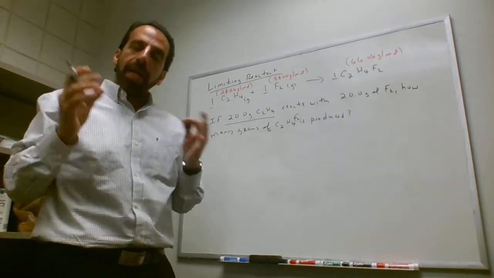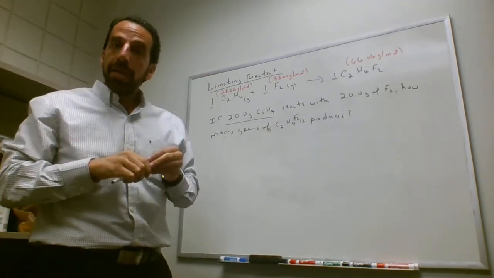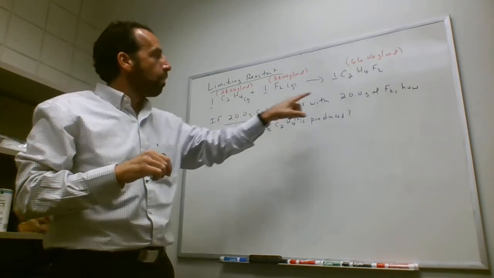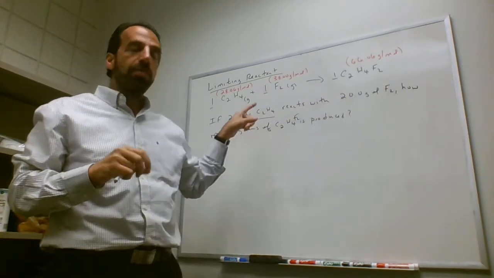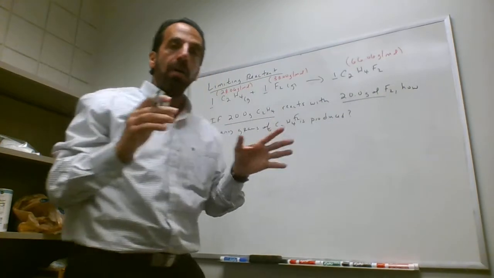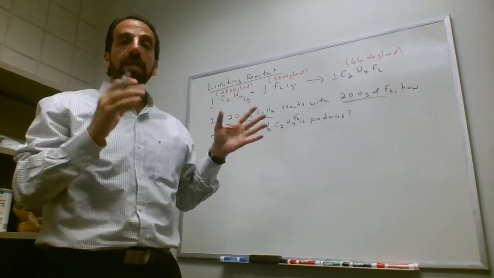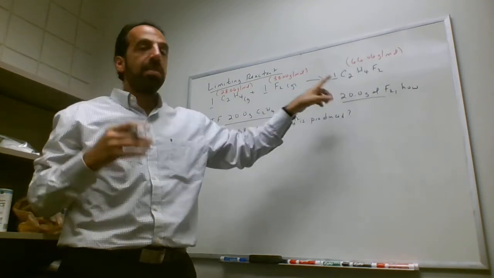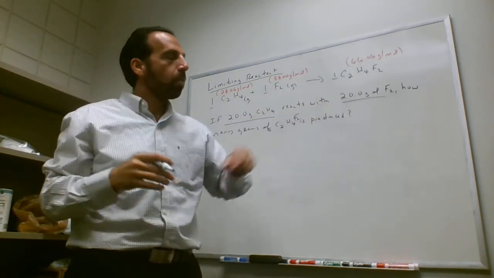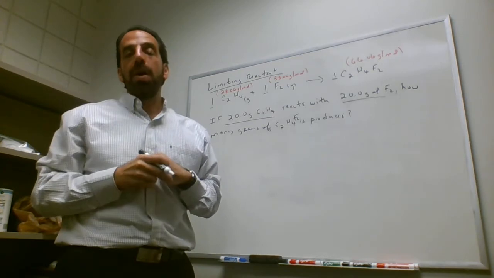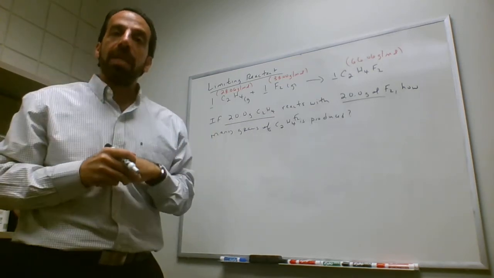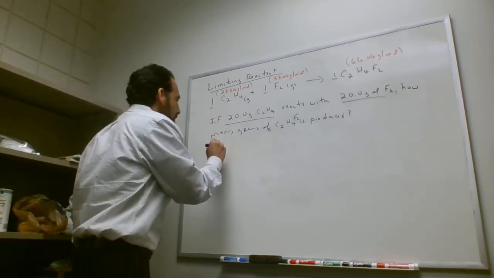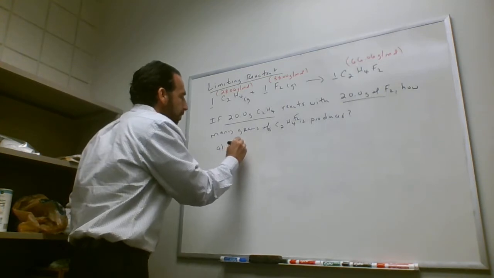So you have to recognize it as a limiting reagent. The way I recognize it is they give you the amounts of both reactants, so 20 grams of C2H4 and 20 grams of F2. Now, I'll just work these out separately. I'm going to work it out with the 20 grams of C2H4 and see how much product I get, and I'll work it out with 20 grams of F2, see how much product I get, and then I'll circle the amount that's the lowest.